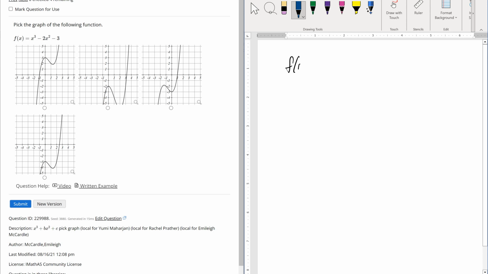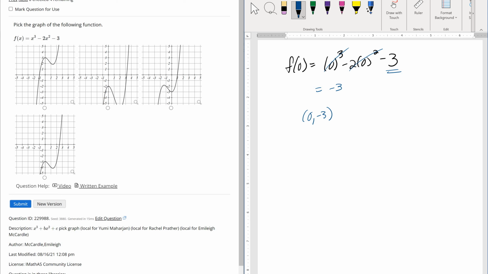So if we plugged in 0 here, you would end up with 0 cubed minus 2 times 0 squared minus 3. Every time you plug in 0, it's just going to be the constant that ends up being the y-intercept. So here, 0 cancels, and it ends up being -3. So we know the graph has (0, -3) on it.